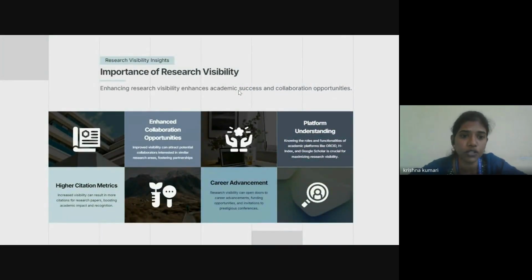So what is the importance of research visibility? By making our research visible, we have a chance of getting higher citations, so we can increase our citation metrics.